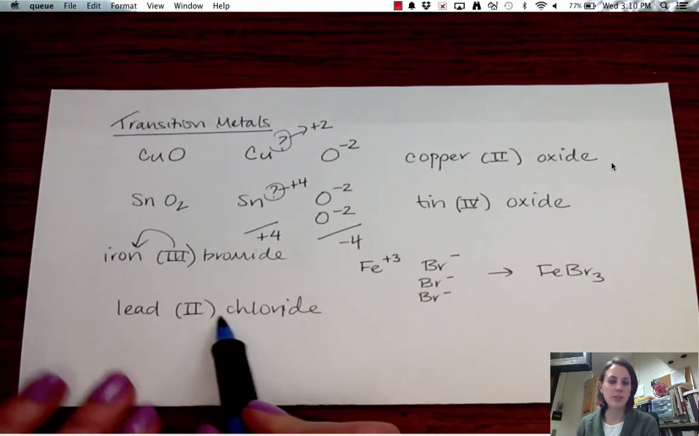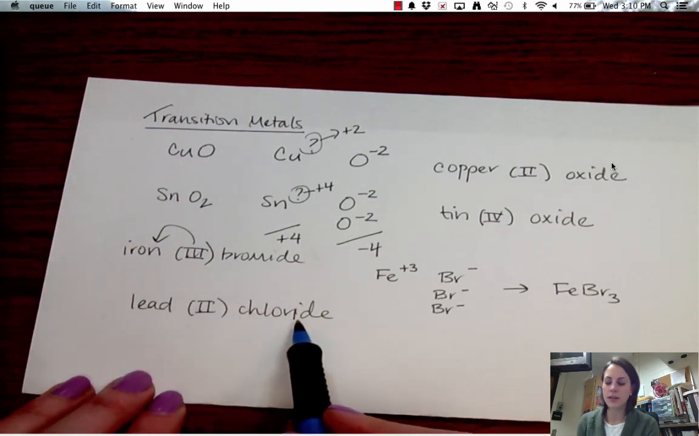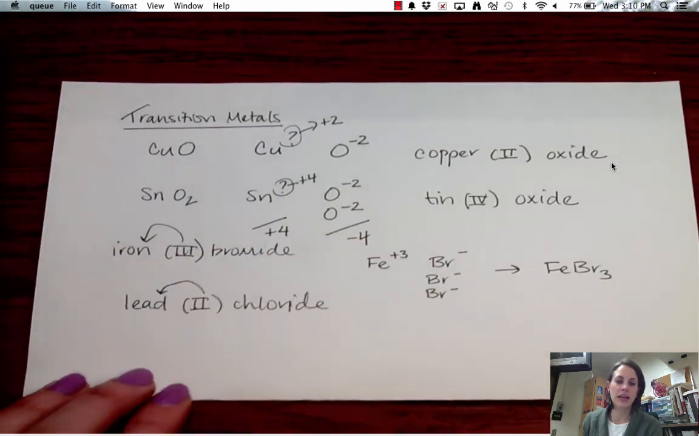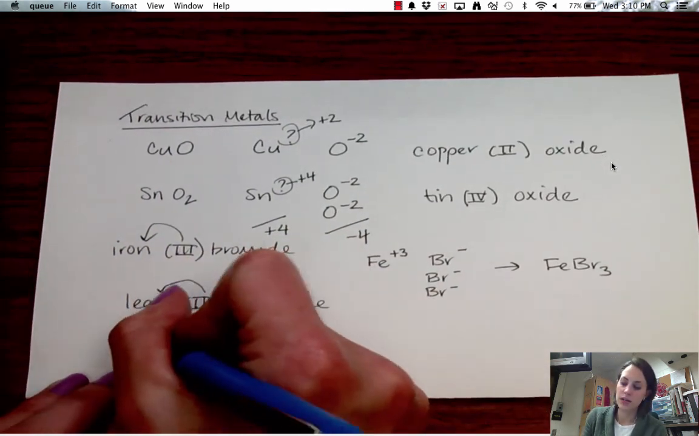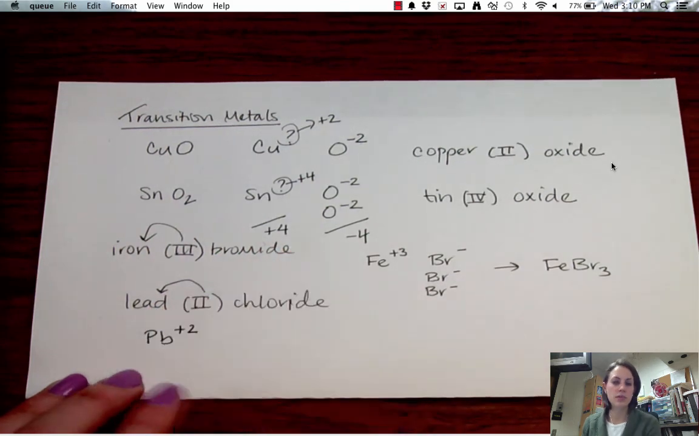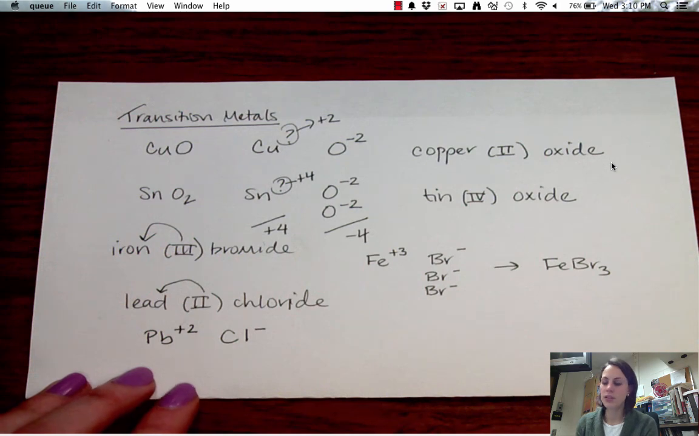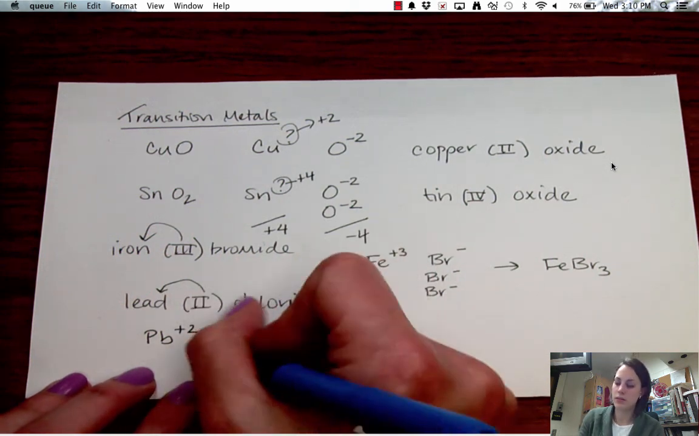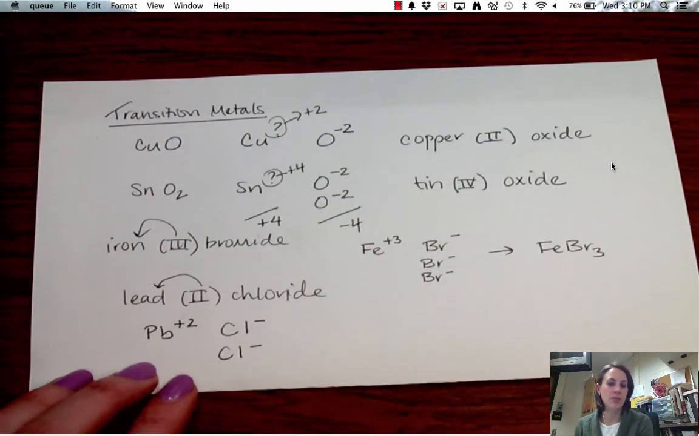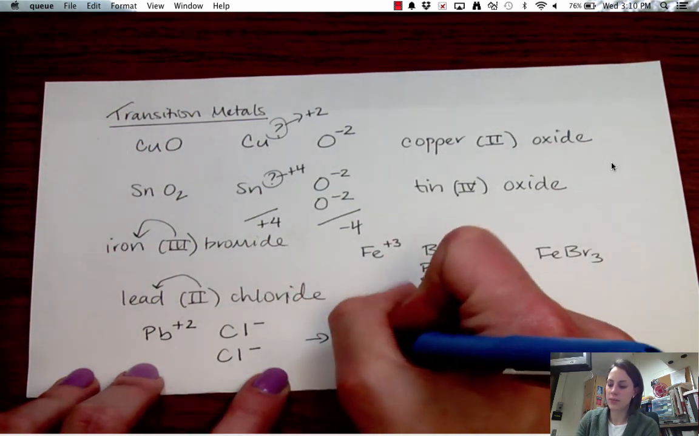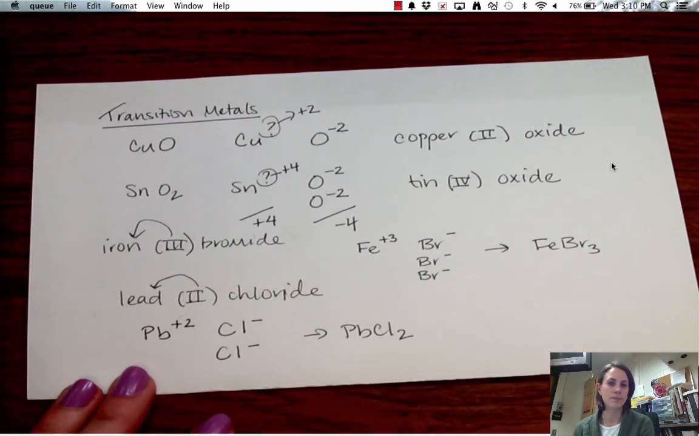And we'll do one last example here. I have lead 2 chloride. 2 is the charge on lead, so Pb is a +2. Chloride is -1. +2 and -1 means I need to add one more chloride, so I end up with PbCl2.